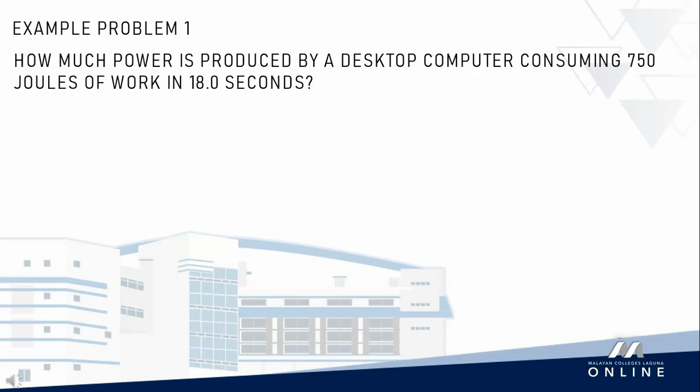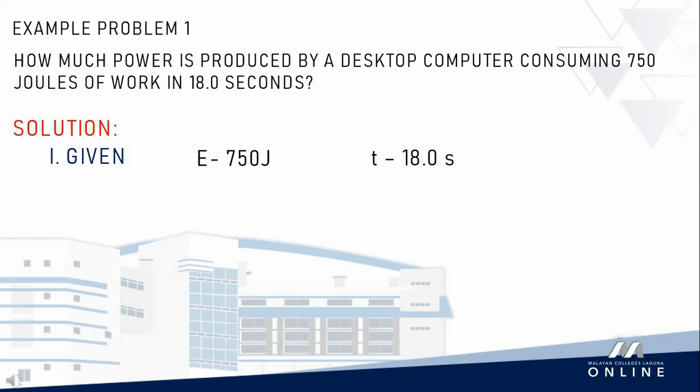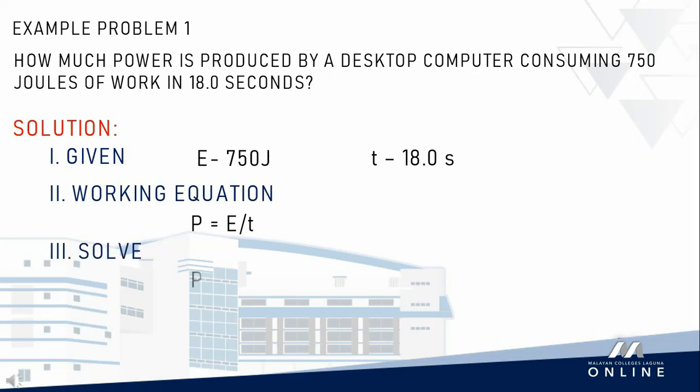Let us list down the given in this problem as follows. The energy is 750 joules, while time is 18 seconds. The working equation is P is equal to E over T. We simply substitute the values as 750 joules over 18 seconds, and the power produced by the desktop computer is 41.67 or 42 watts. That is quite easy, right?